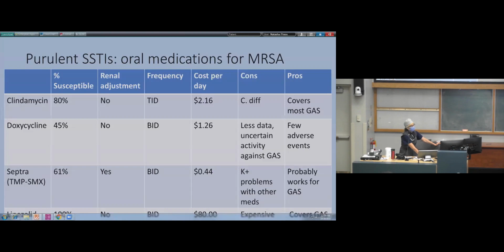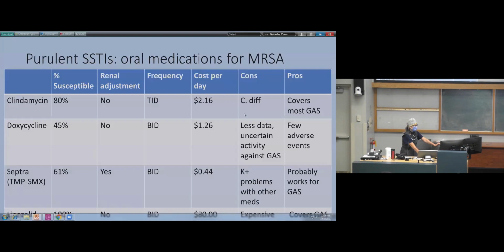But right now, for MRSA, clindamycin tends to be the most reliable. The problem with clindamycin, though, is, first of all, its frequency. As an outpatient, it's TID, which can be challenging. And then also its adverse event profile, in that it has the highest risk for C. difficile.